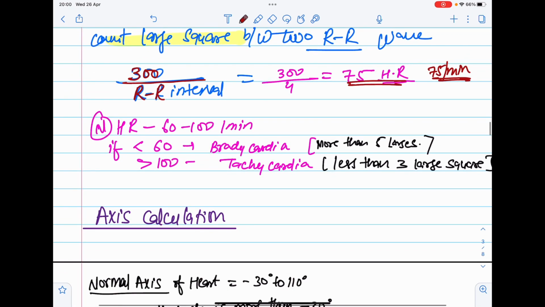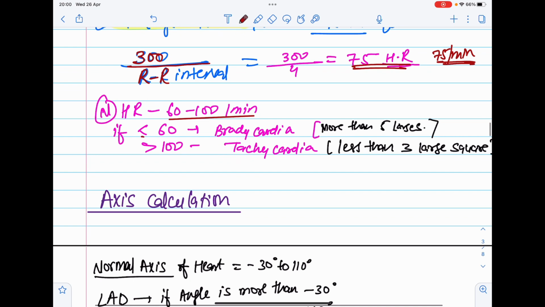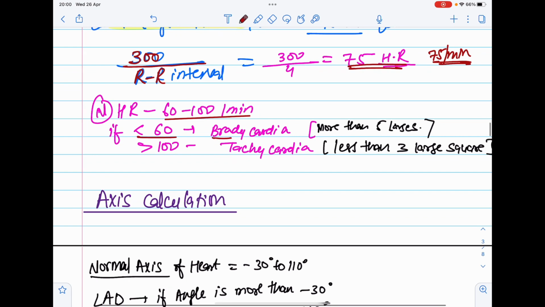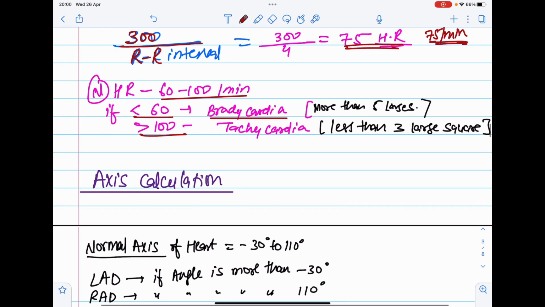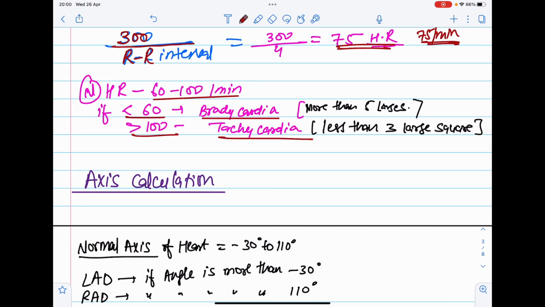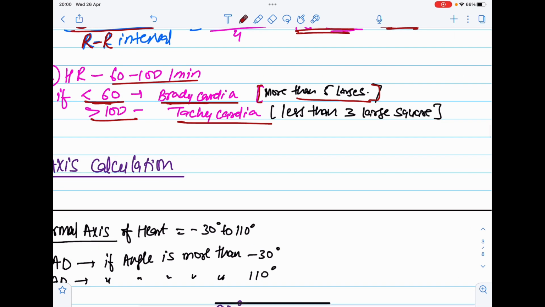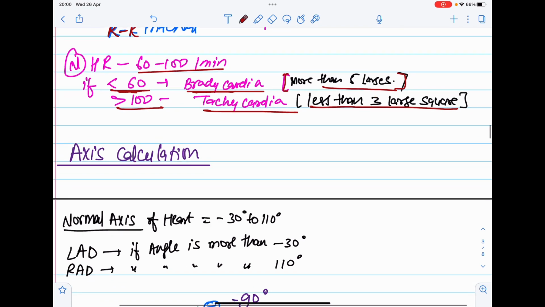So what is the normal heart rate? Normal heart rate should be 60 to 100. If someone has a heart rate less than 60, it is known as bradycardia. If someone has a heart rate more than 100, it is known as tachycardia. So if less than 60, bradycardia, it means the duration between two RR intervals is more than 5 large squares. If more than 100, it means that the duration between two RR intervals is less than 3 large squares.